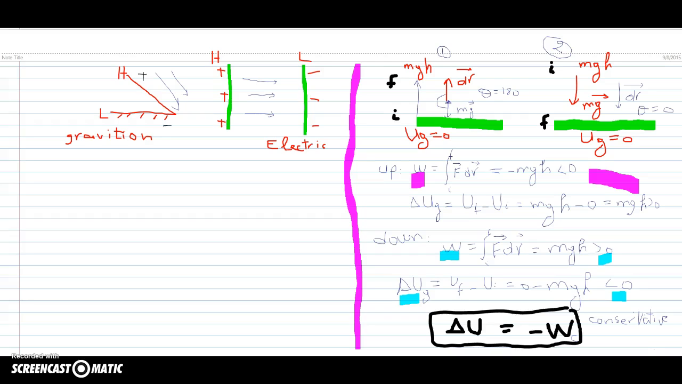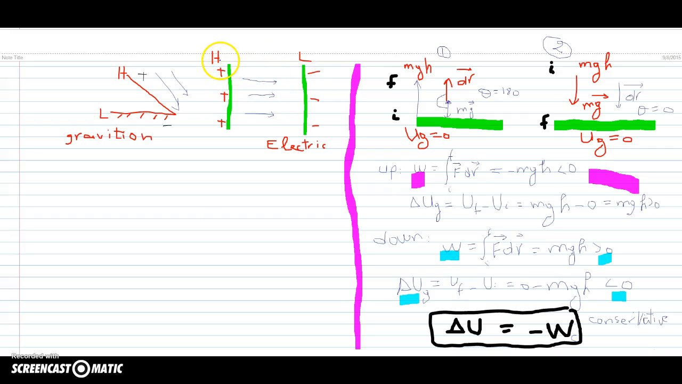Now let's see if this is true for electric force. If that is true, then we are going to call the electric force also a conservative force, and then we are going to discuss the consequence of this characteristic in lecture. Now let's apply the same idea to this capacitor.